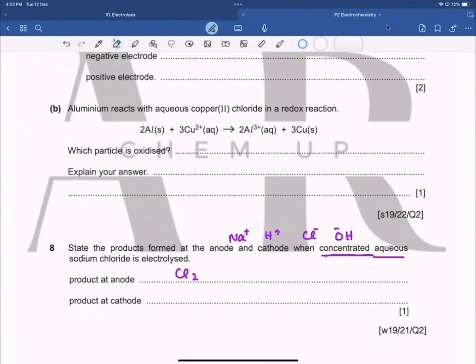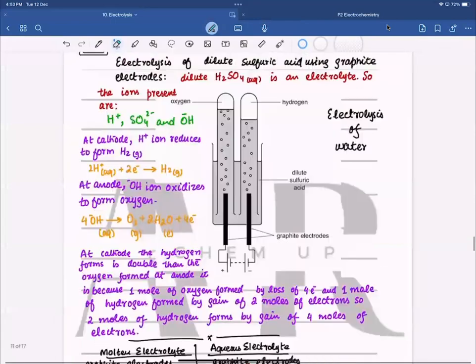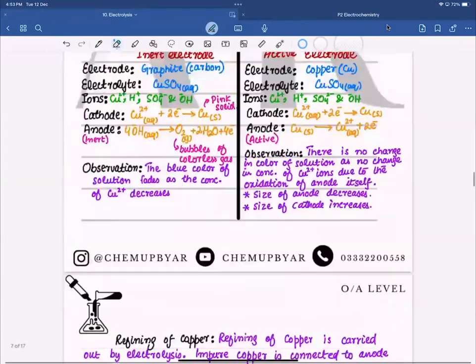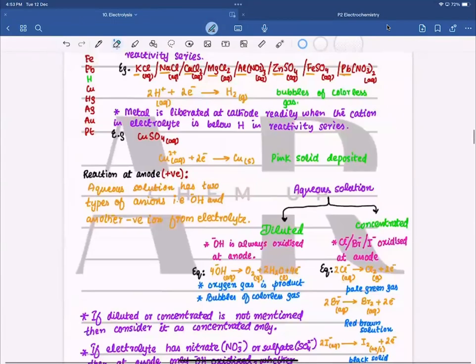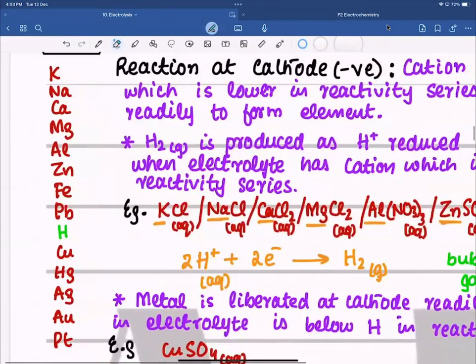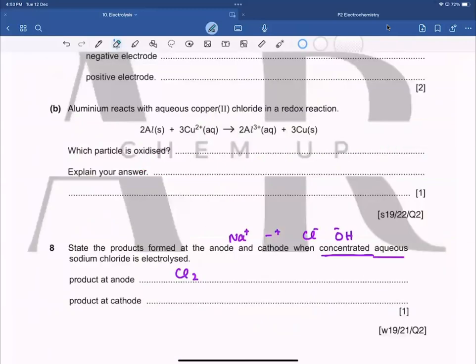The one which is lower in the reactivity series. If you look again at the reactivity series, because you guys didn't remember it, which is below, sodium or hydrogen? Sodium is at the second position and hydrogen is in the middle. So hydrogen is going to reduce at the cathode, and when hydrogen ion reduces at the cathode, it forms hydrogen gas, H2. So that's how you are going to do it.